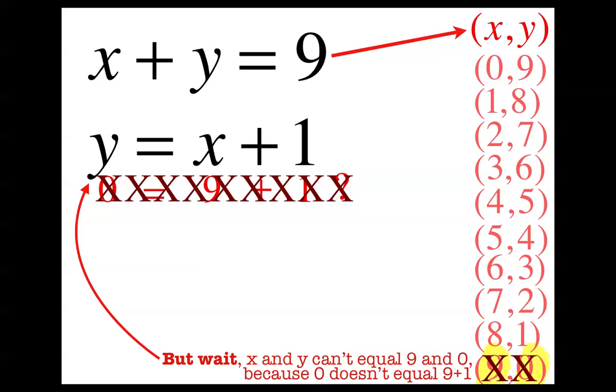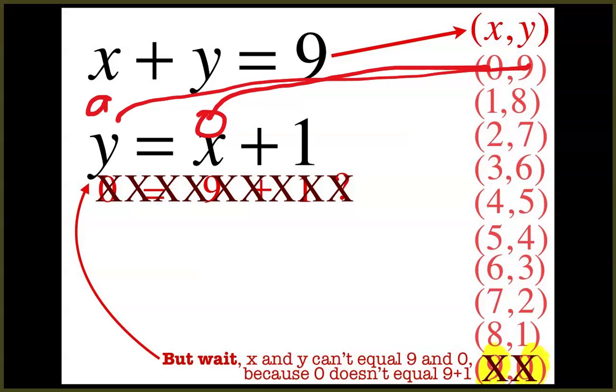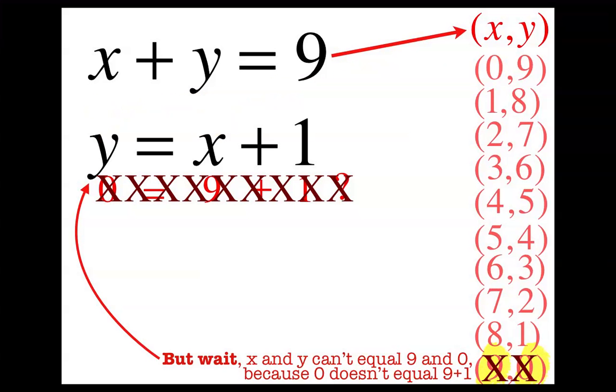Maybe it's one of the other ones. So you could try, I don't know, 0 and 9, and you could try plugging those in. If I plug 0 in here, and I plug 9 in here, does 9 equal 0 plus 1? Oh, shoot. Nope, that doesn't work.